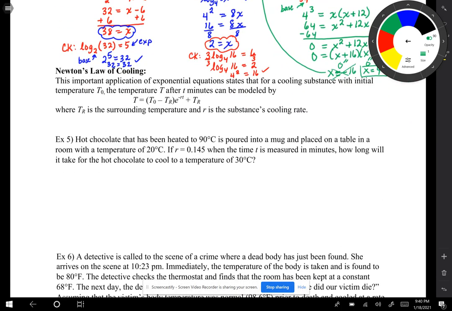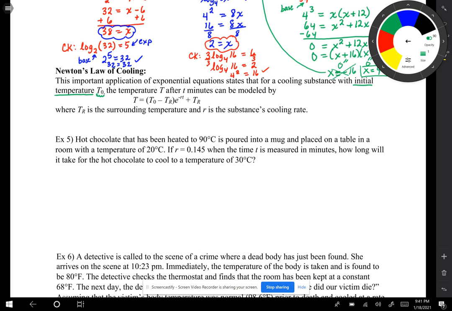Okay, and now we are going to do at least one of these word problems, so maybe both. Newton's law of cooling uses an exponential equation, so that's a real life application. This important application of exponential equations states that for a cooling substance with initial temperature T sub 0, the temperature T after t minutes can be modeled by the following equation.